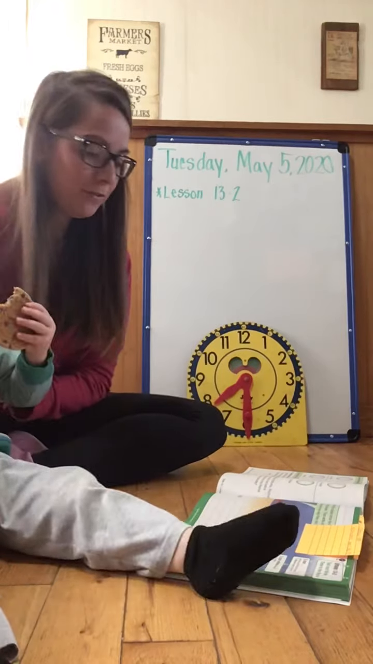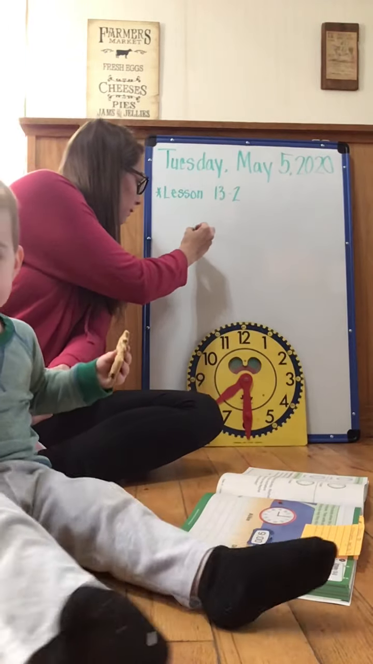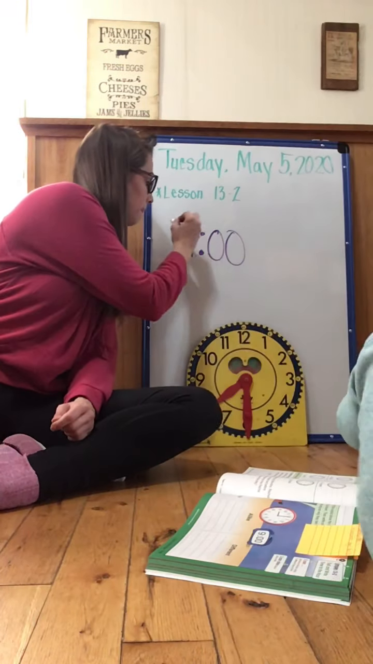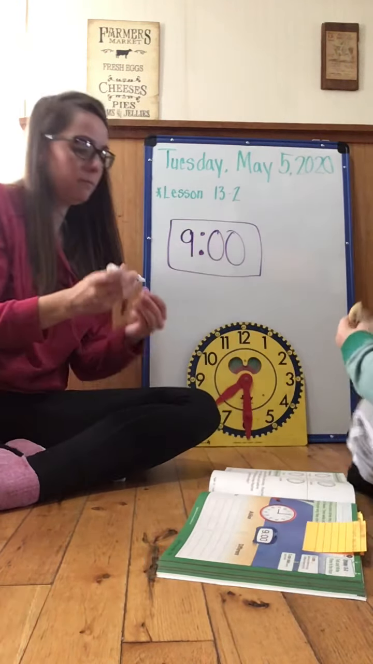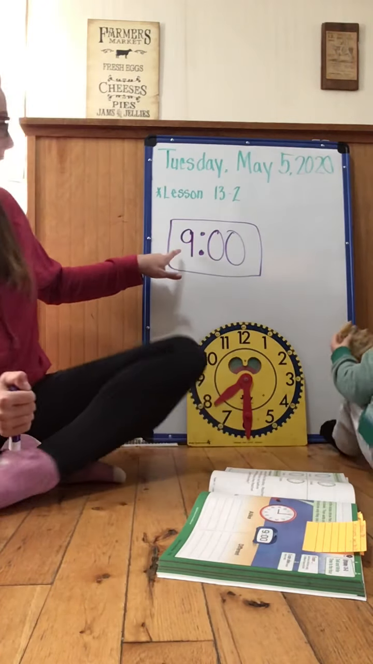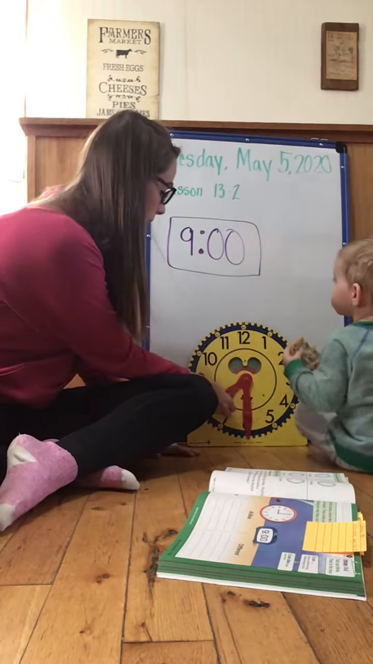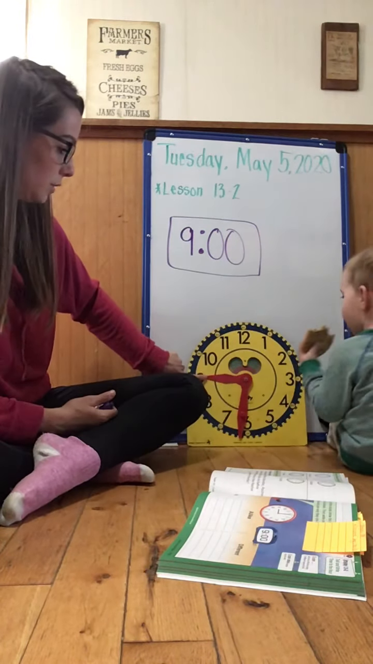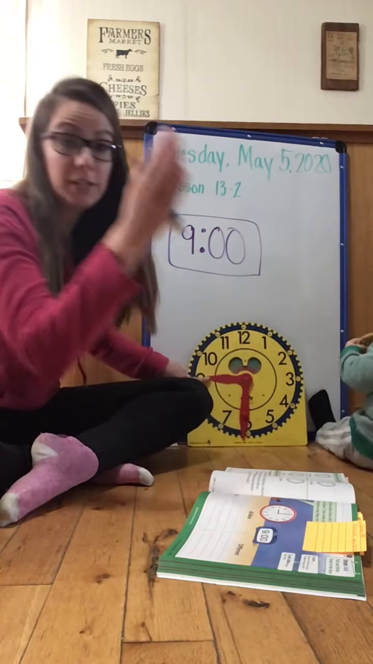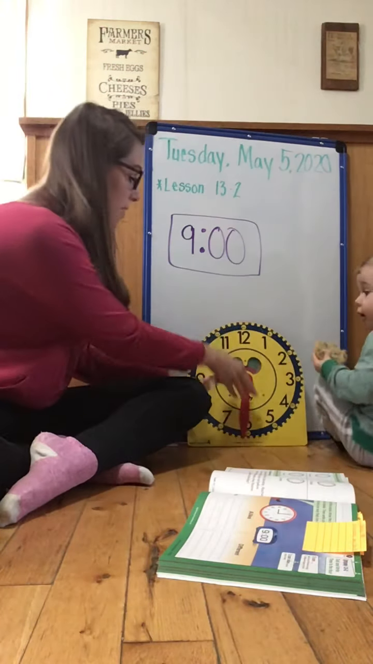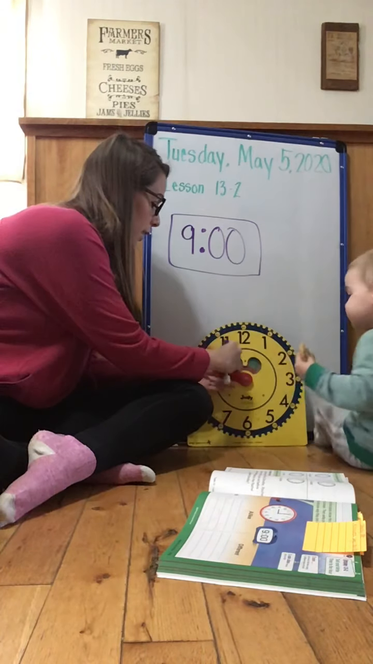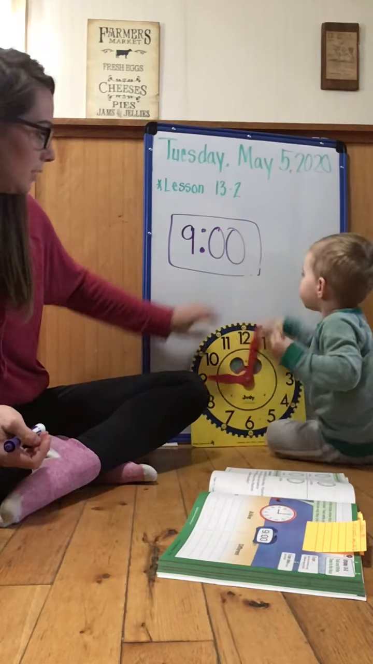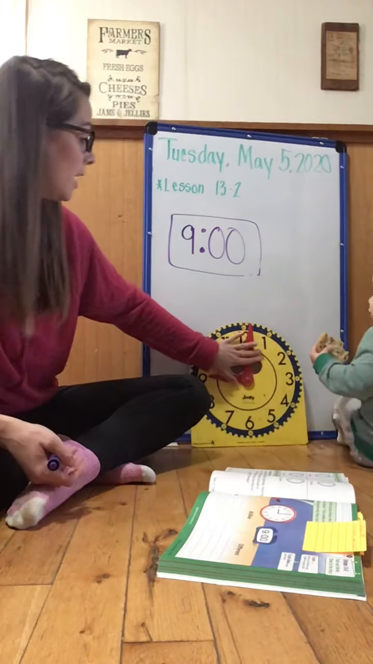On page 715, there's a picture of a clock that looks like this. This might be what your phone looks like. Now, if this says 9 o'clock, I'm going to make my hour hand, the short hand, point to the 9 because it says its name, and then my minute hand is going to go straight up. So this is 9 o'clock, and this is also 9 o'clock.